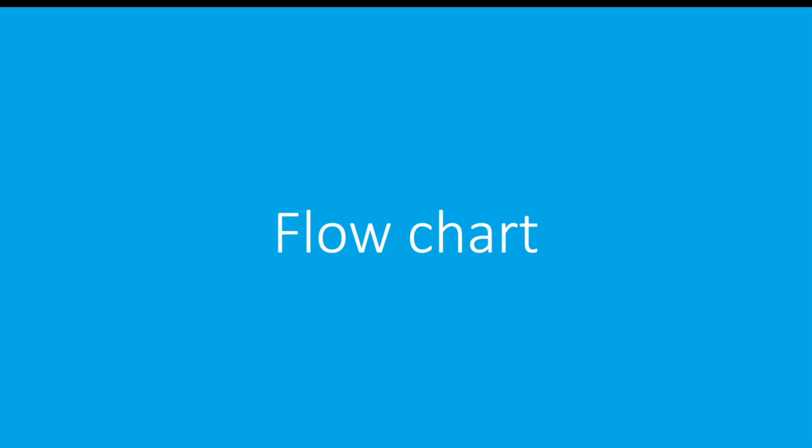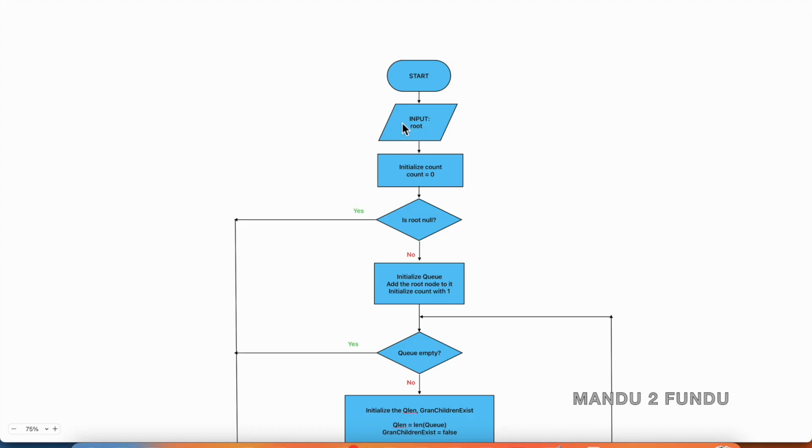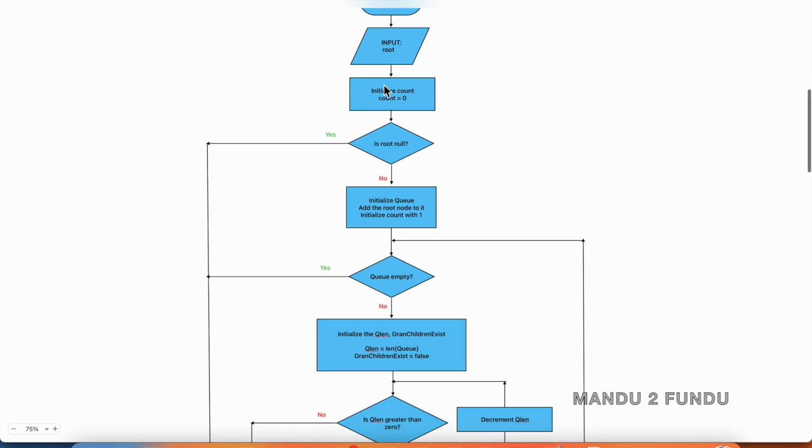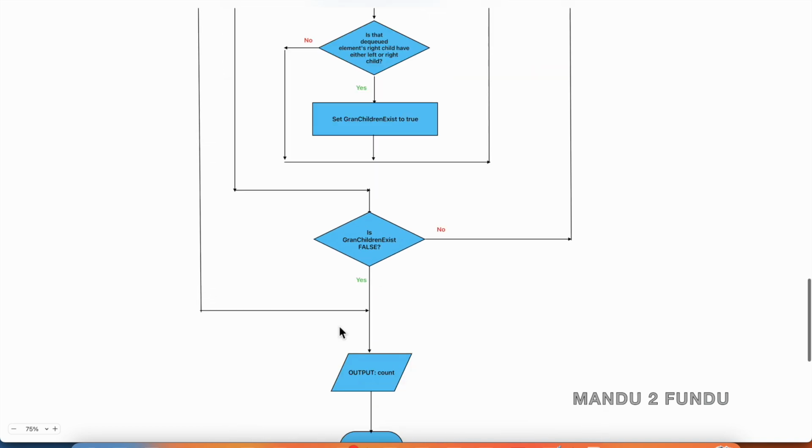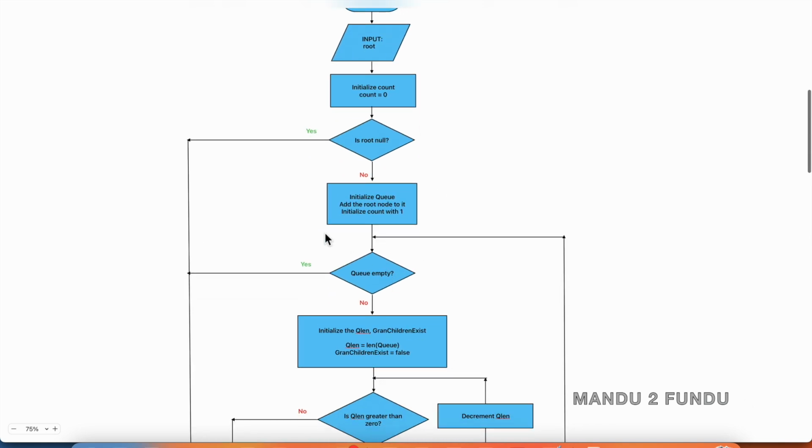Let's look at the flowchart. Input for this procedure is the root of a binary tree. First we initialize the count to 0, and then we check whether the root node is null. In that case, we simply return 0 as the number of nodes. Otherwise, we initialize the queue, add the root node to that queue, and initialize the count to 1. As I said in the problem description section, whenever we add an element to the queue, we increment the count. So we are incrementing the count here.